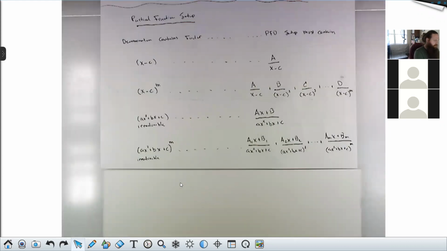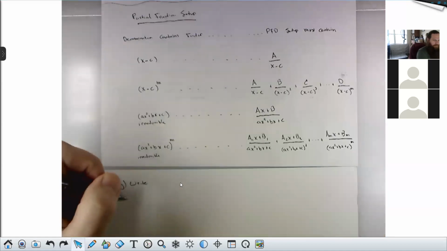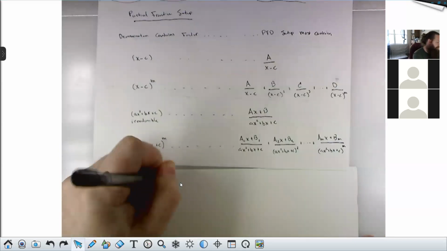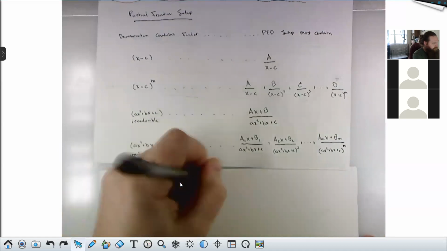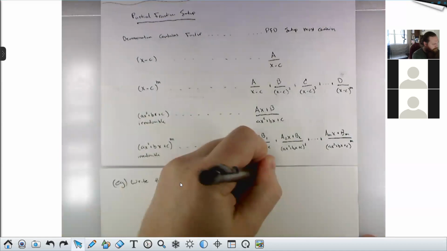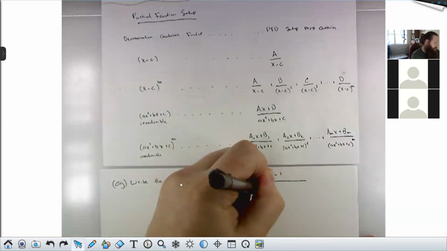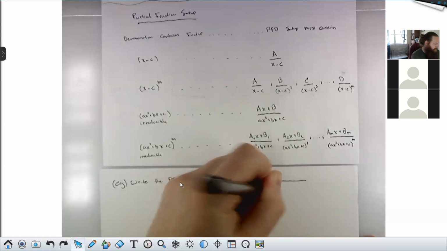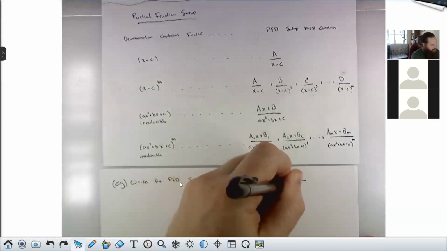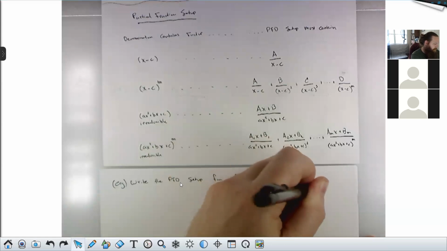Looking at this, I want to begin just with a little example. All right, so let's write the PFD setup for the function f of x equals, let's do (2x minus 1) over (x cubed plus x) times (x squared minus 1) times (x squared plus x).